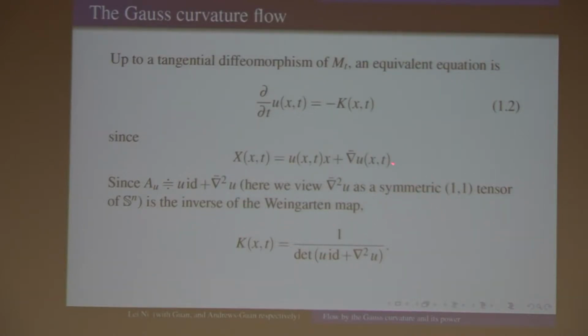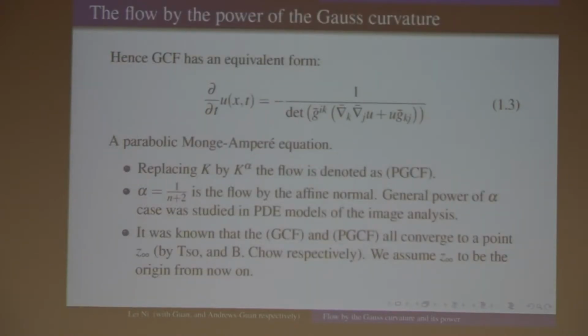Okay. So if you do that, then the PDE becomes a parabolic Monge-Ampère type PDE. You replace the Gauss curvature by 1 over the determinant of u times identity plus the Hessian of u, and that's the PDE. It's kind of like Ricci flow: if you have a potential, you can reduce the whole system to one equation. So that is what's happening here. Okay, so you want to study this PDE. It's a Monge-Ampère type PDE.